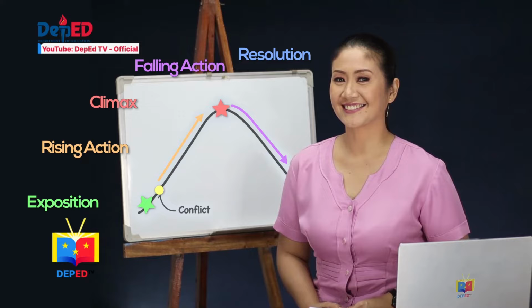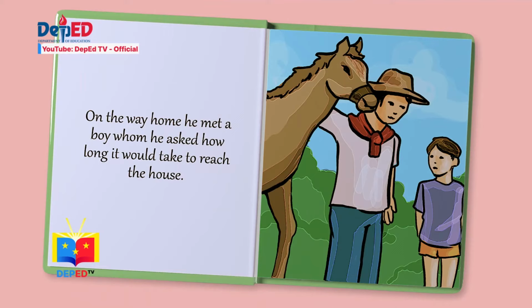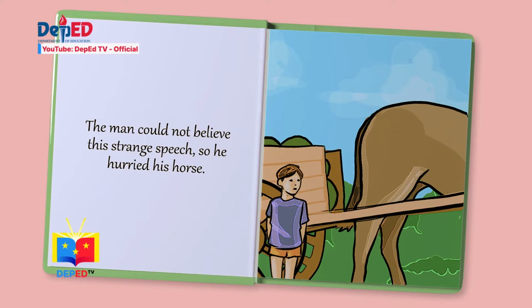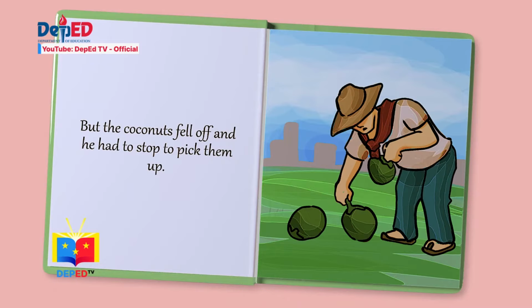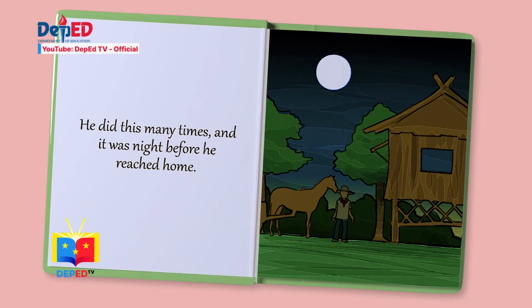One day, a man decided to head for home after he finished gathering his coconuts and loading them on his cart. On the way home, he met a boy, whom he asked how long it would take to reach the house. "If you go slowly," said the boy, looking at the load on the horse, "you will arrive very soon. But if you go fast, it will take you all day." The man could not believe this strange speech, so he hurried his horse. But the coconuts fell off, and he had to stop to pick them up. Then he hurried his horse all the more to make up for the lost time. But the coconuts fell off again. He did this many times, and it was night before he reached home.